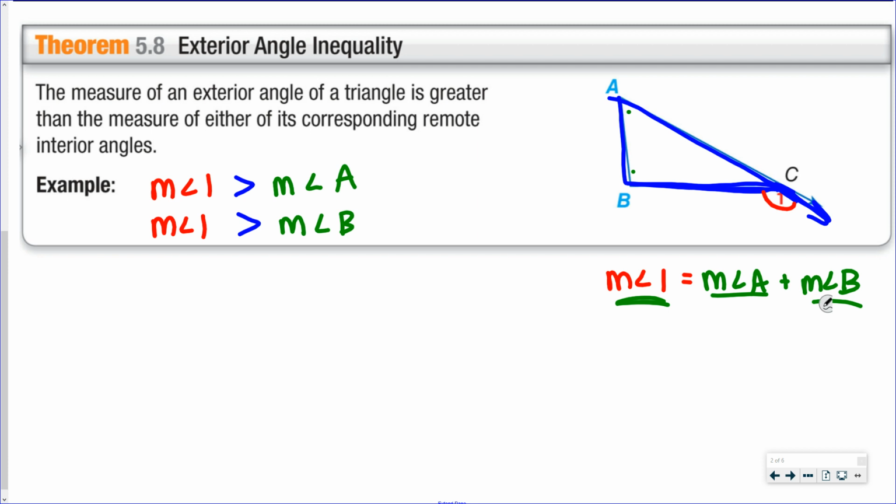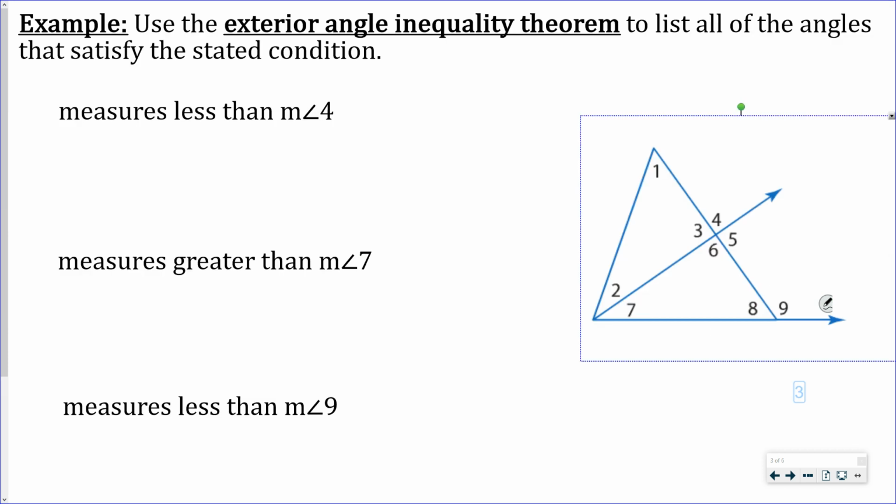The only maybe counter example you could think of, you're like, oh, what if I had 0 degrees and 100 degrees? Then this would be 100, but could we have a measure of 0 degrees in a triangle? No.